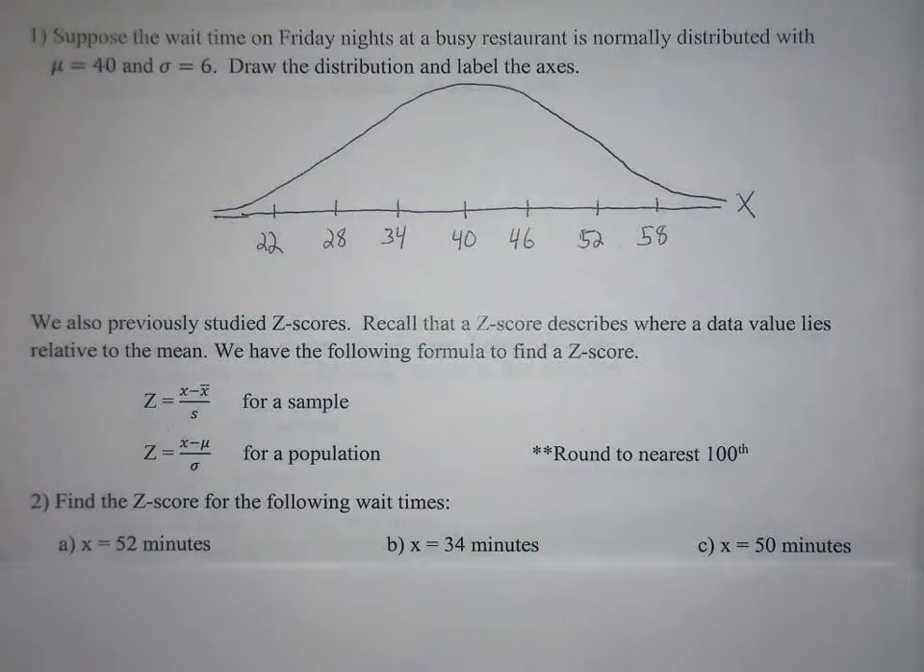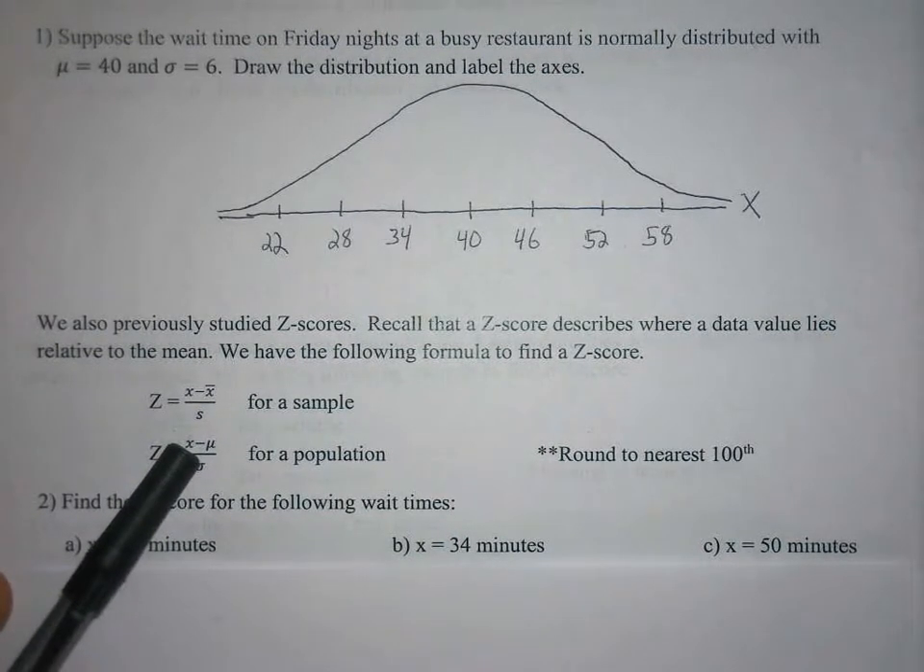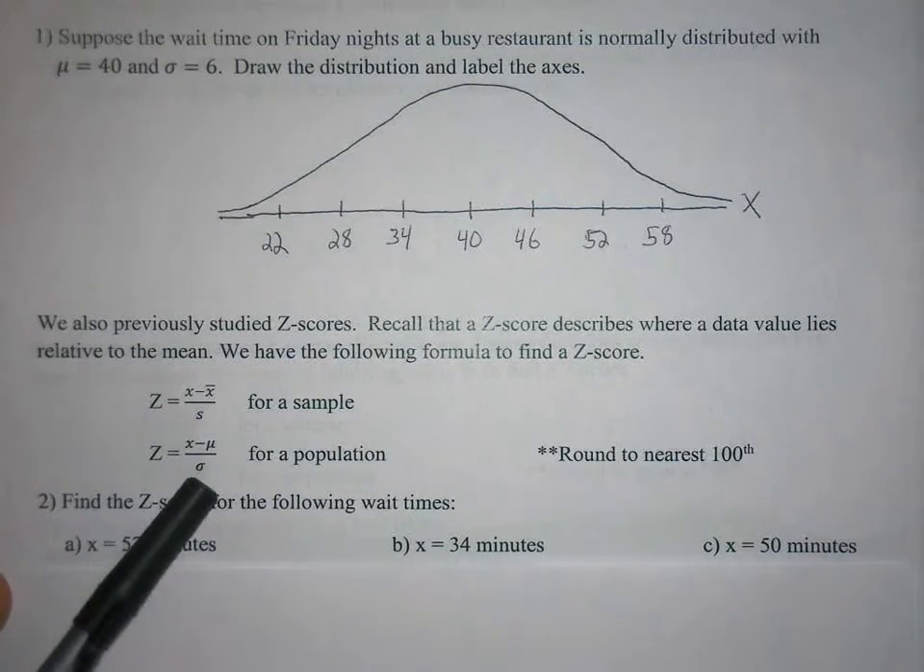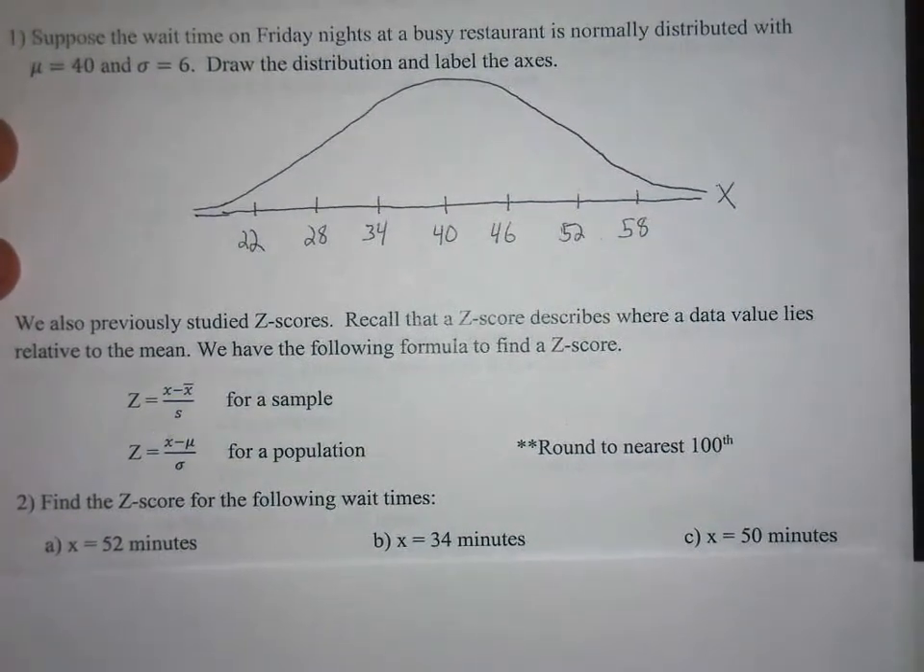So find the z-scores for the following wait times. Okay, and this is something that we should have looked at earlier in the course. So if x equals 52, you're going to plug 52 into your z formula for x, because that's our data value. Subtract the population mean of 40, and then divide by 6. So take a minute and pause the video if you need to, and go through and do each of these, A, B, and C. I'm going to put the answers up right now, but I want you to try these and pause the video until you're done.